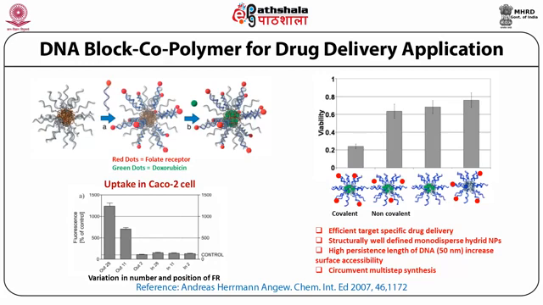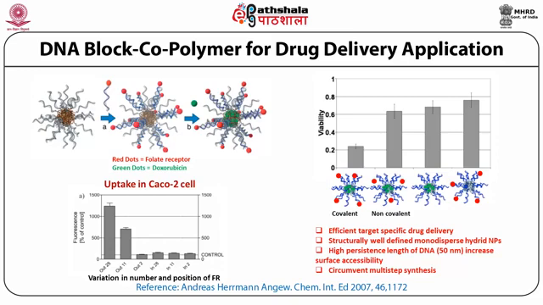There are control experiments where there is no targeting unit present, so you cannot kill the cancer cell that effectively, or you don't take in any doxorubicin at all. So this is very important, and the presence of this kind of DNA in the corona area has an added effect, because DNA normally has high persistence length, and that actually increases the surface accessibility of such folate receptors targeting cancer cells.